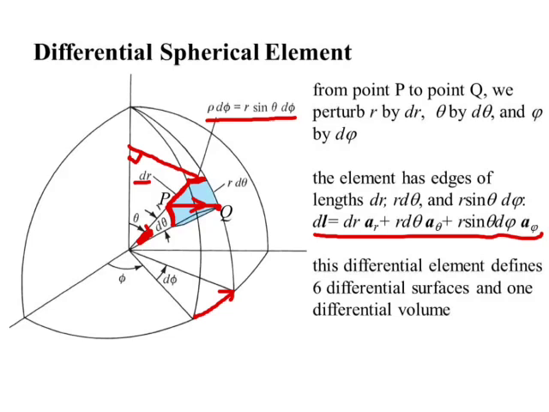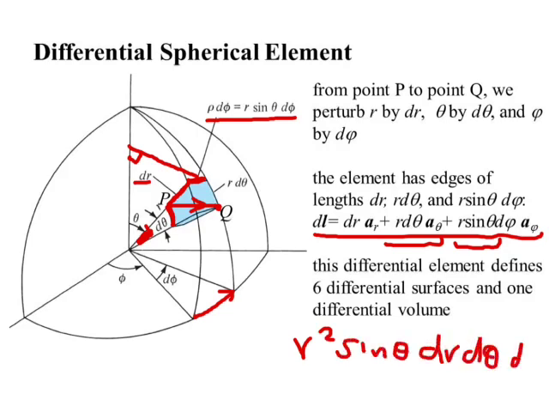and the radius for the theta case is equal to r as shown here, while the radius for the phi case is rho, which is r sine theta. Of course, they define also differential volume. And if you multiply the length of this differential element, you get the differential volume, r squared sine theta dr d theta d phi. This is the volume of that differential element.